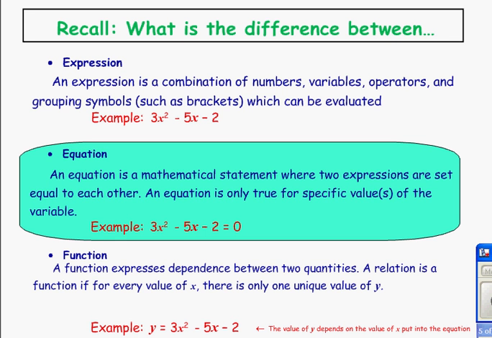Okay, this is lesson 1 continued. So what we're talking about now is equations. Equations are mathematical statements where two expressions are set equal to each other, and they're only true for specific values of the variable. So for this part of the course, we only have two types of equations that we solve.